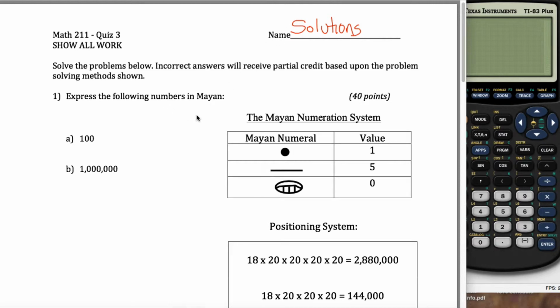All right, here are solutions for quiz 3 for Math 211. You're given some information about the Mayan number system and asked to write these two numbers in Mayan.